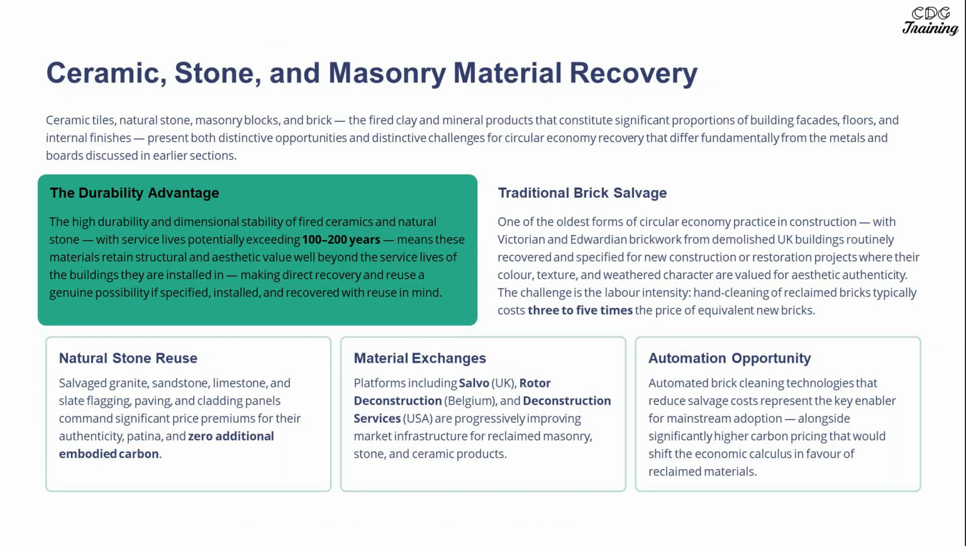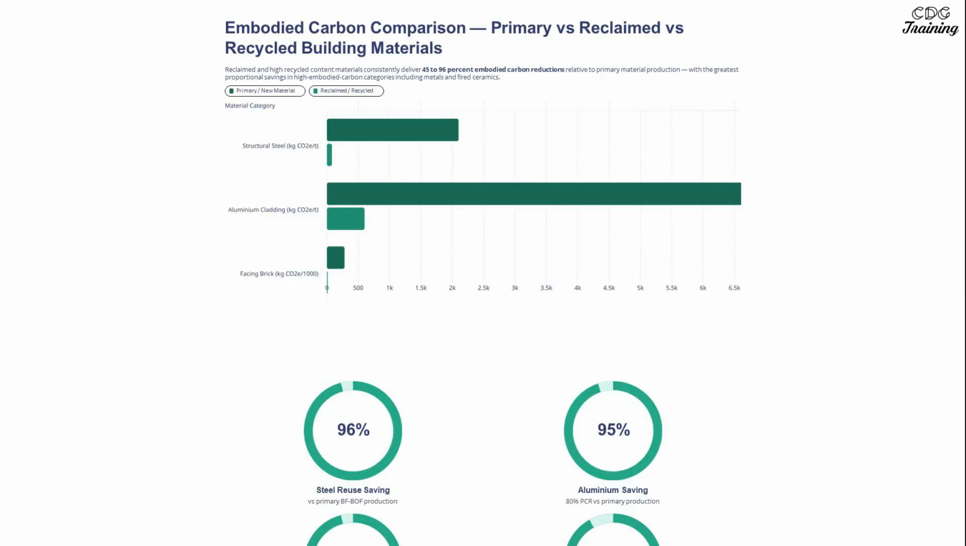Ceramic, stone, and masonry materials offer durability and aesthetic value, with opportunities for recovery and reuse, contributing to a sustainable circular economy. Comparing embodied carbon in primary versus reclaimed materials reveals significant savings, emphasizing the environmental benefits of using reclaimed building materials.